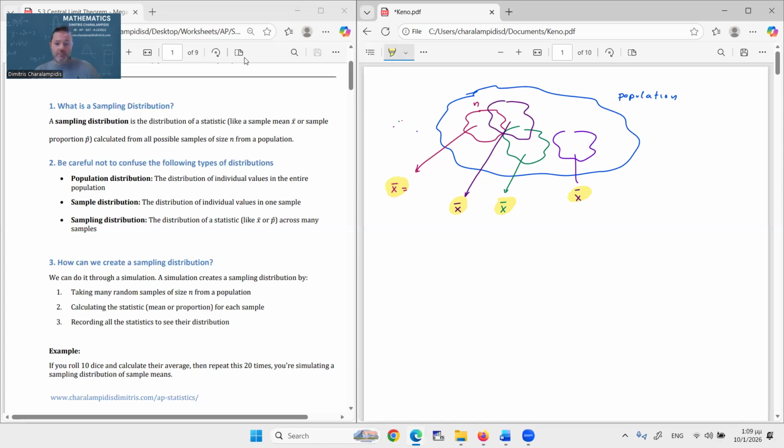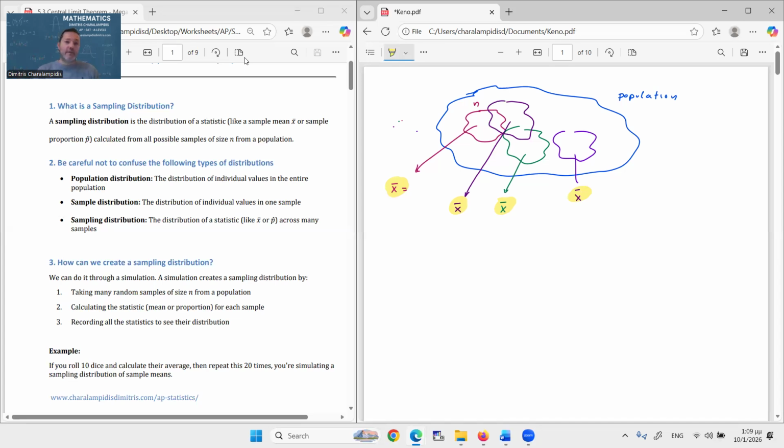Let's see an example. Suppose I roll 10 dice and I calculate their mean score. That gives me one sample mean. Now, I'm going to repeat this process of rolling 10 dice and finding the average many times. Let's say I do that 20 times. And then I will plot these 20 averages, each taken from 10 dice. And this is how I will have created a sampling distribution of sample means.